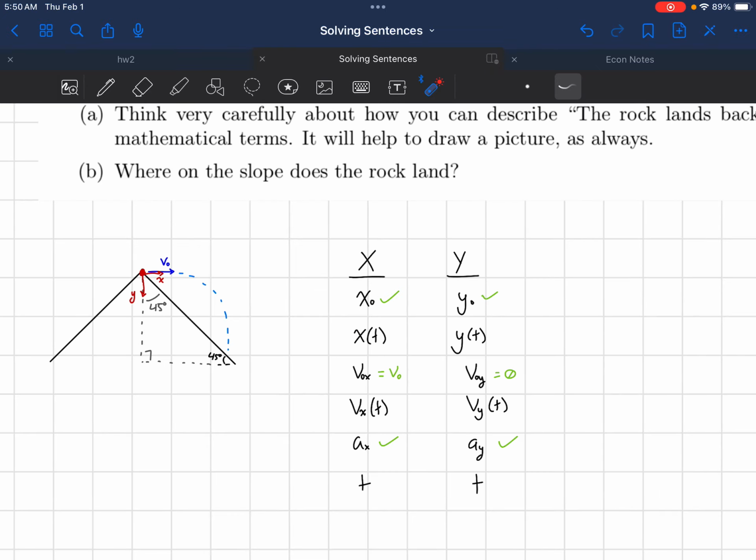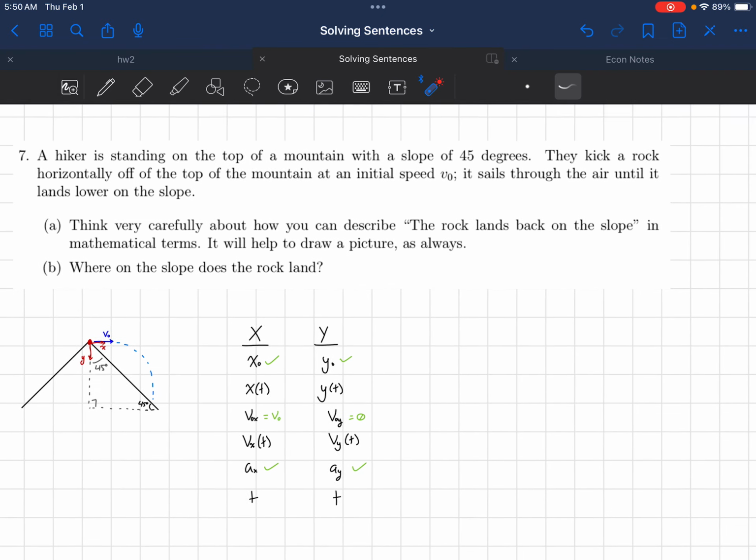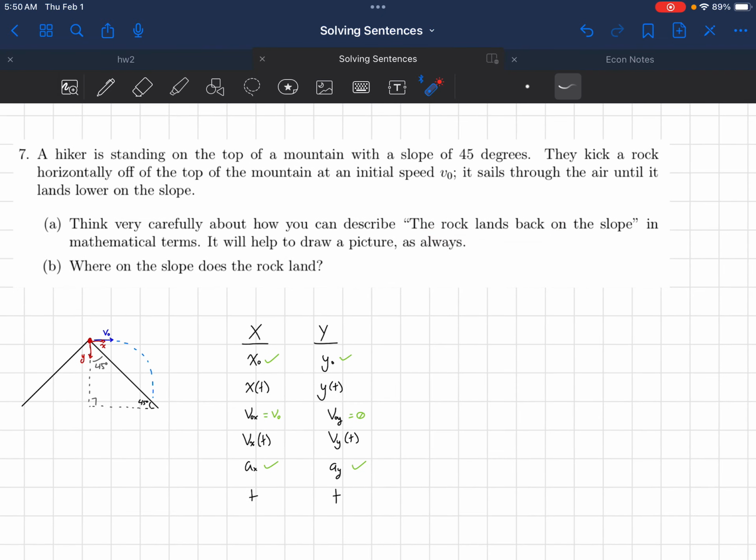So that's kind of the trick to this one, is recognizing, oh, 45 degrees, that's where it's landing back on the slope. That gives me my isosceles triangle. X of t will equal y of t.